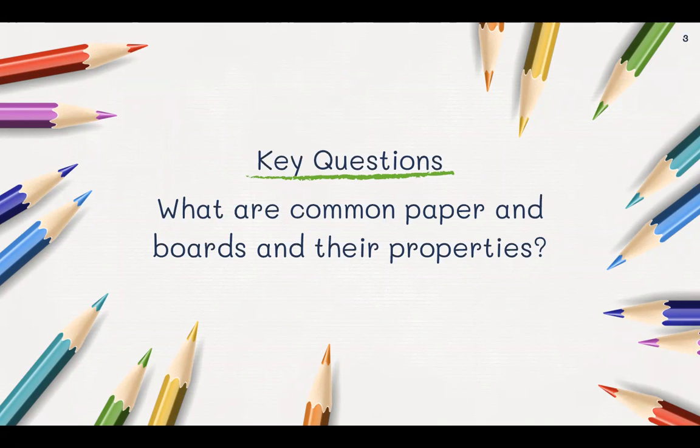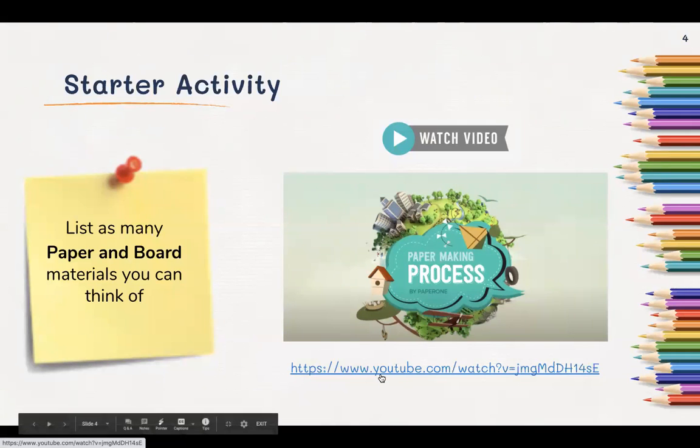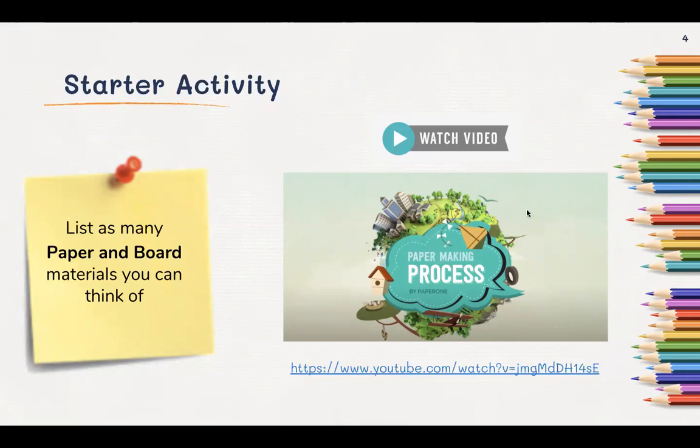As a quick starter activity, I would like you to list as many paper and board materials as you can think of. You can quickly jot this down somewhere, just to get you started thinking about that. You can write on a piece of scrap paper or on your Google Docs. Once you've done that, I would like you to watch this quick video, the link is there, highlighting the process of how paper is made. Again, you can make notes if you wish to.